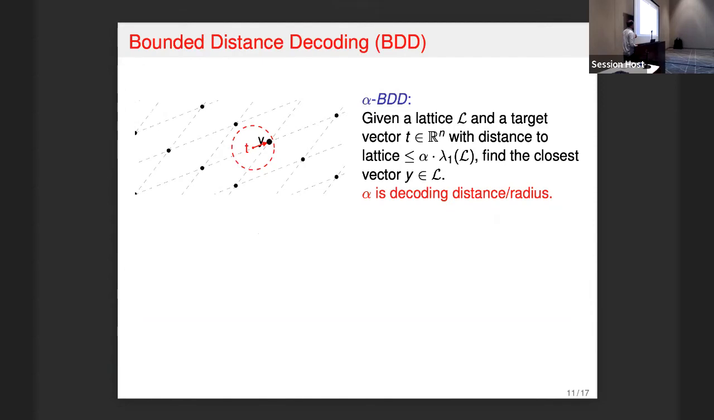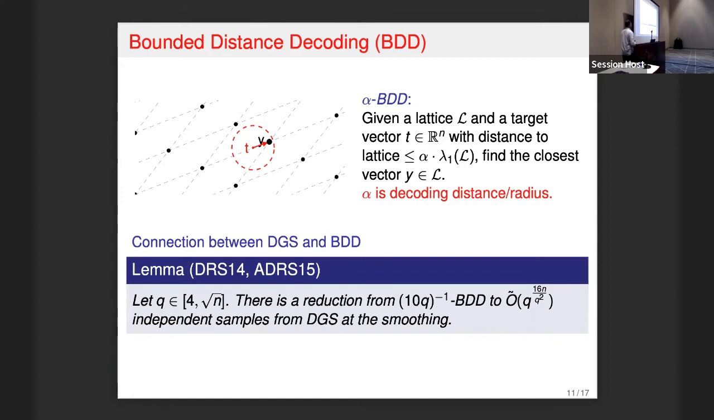So let's look into the second problem, which is bounded distance decoding. What is bounded distance decoding? We are given a lattice and a target vector, with the promise that the target vector has a lattice point within a distance alpha times lambda 1. With this guarantee, we want to find that closest lattice point.